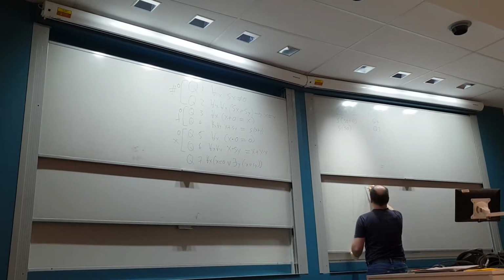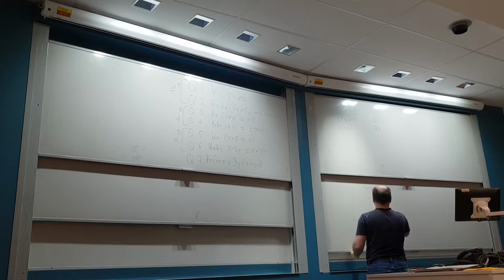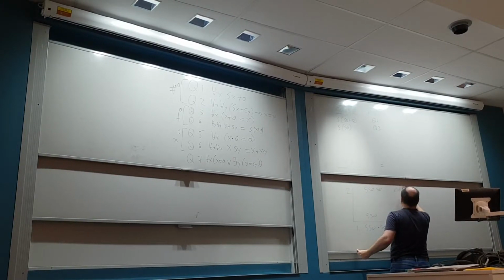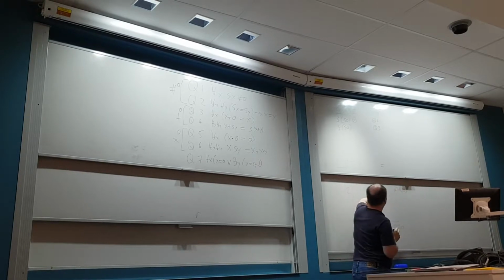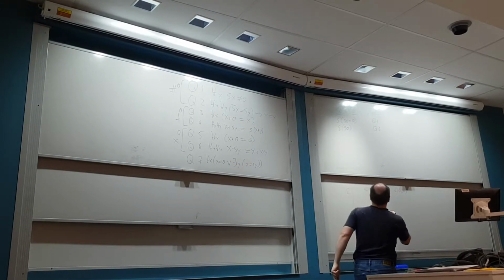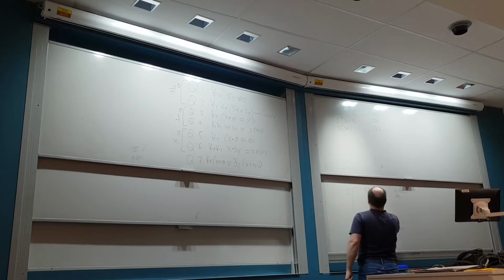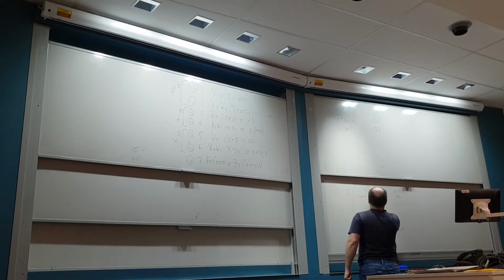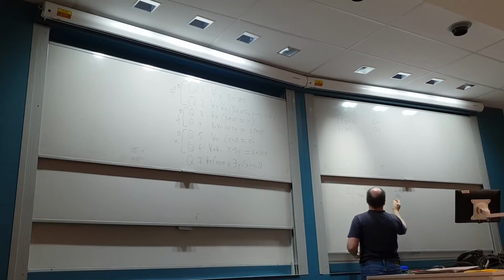Giant reasoning block, SS0 times S0 equals SS0, block 2. That's an assignment introduction. Multiplication by non-zero number, so I'm using the Q4. Multiplication by 0, I'm using Q3.